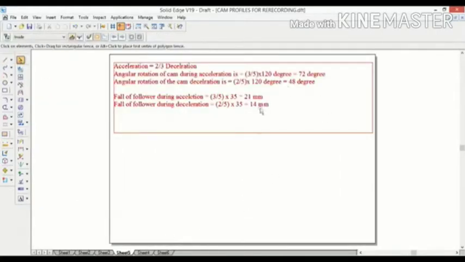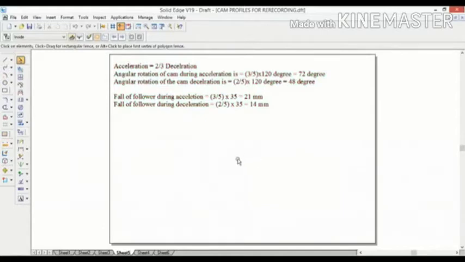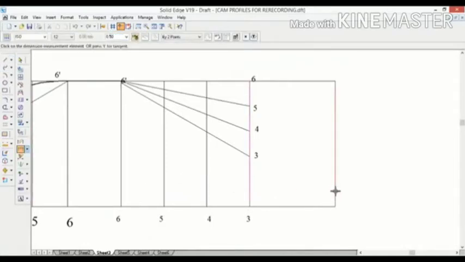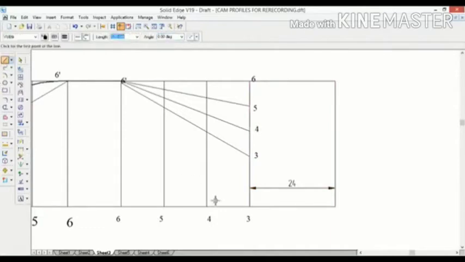The deceleration part is 48 degree. So 48 degree divided by 20 gives us 2.4 centimeter. Let us divide that also into 3 equal parts. So 0.8 centimeter or 8 mm. So we need to draw an 8 mm line. See, the total distance between these two lines right now is 24 mm. So we are dividing it into three equal parts. For every 8 mm, you draw a vertical line.